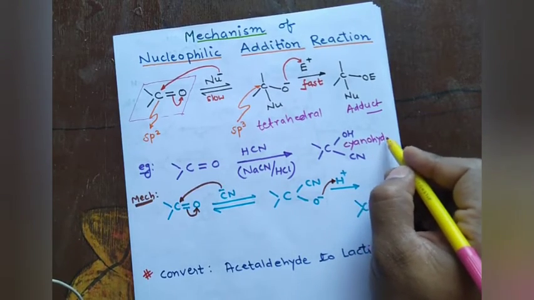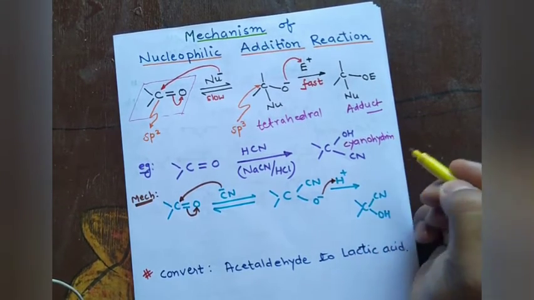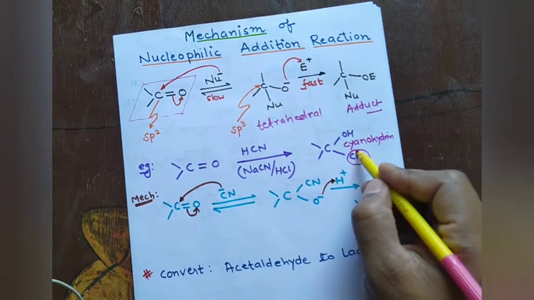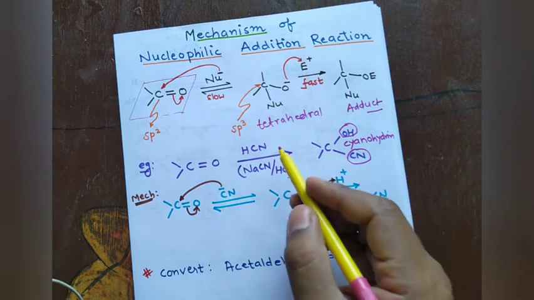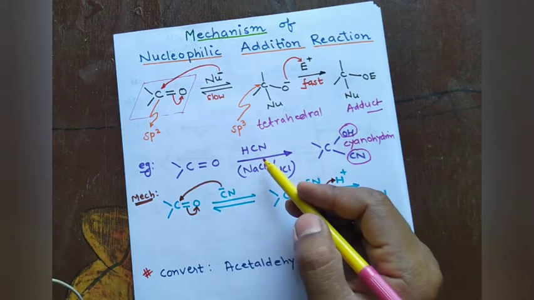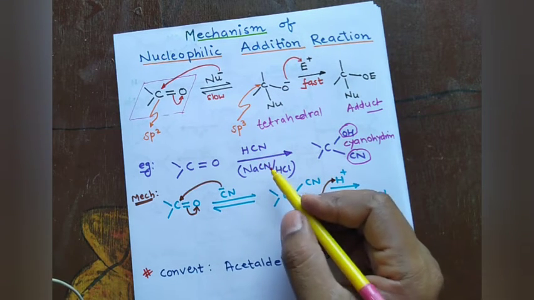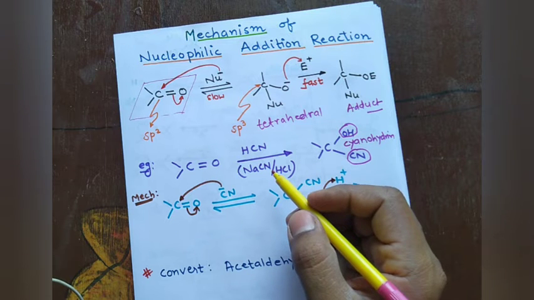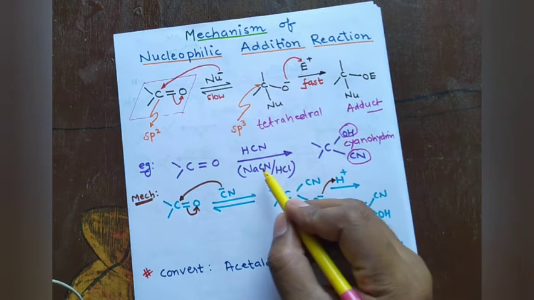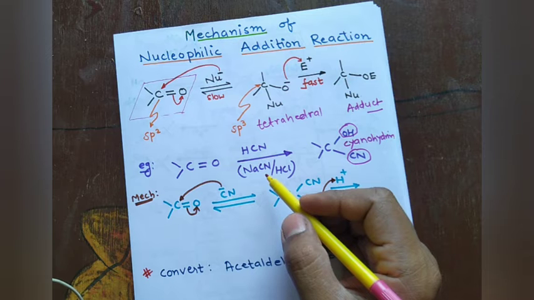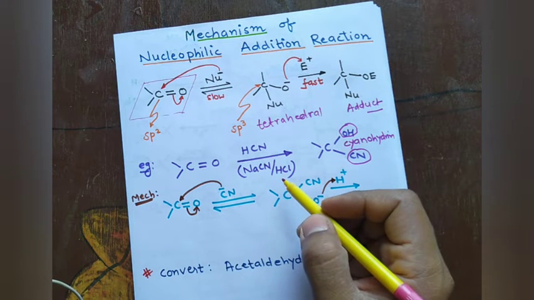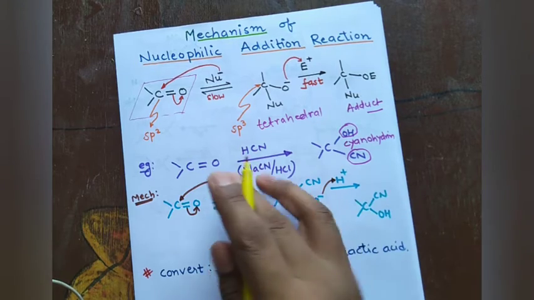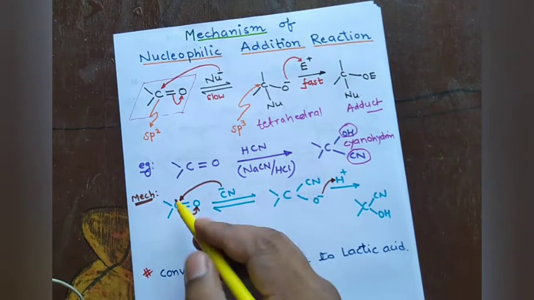Cyanohydrin, because of the presence of a cyanide group and a hydroxyl group. Hydrogen cyanide is a poisonous gas, so it should be prepared in situ, that is, during the course of the reaction in the test tube. It is prepared by adding sodium cyanide salt with HCl. Let us discuss the mechanism of this reaction.